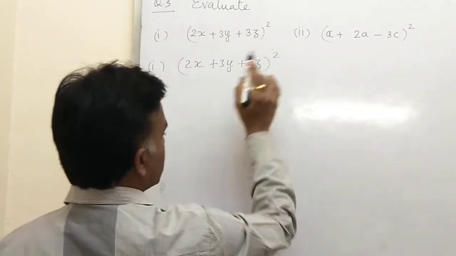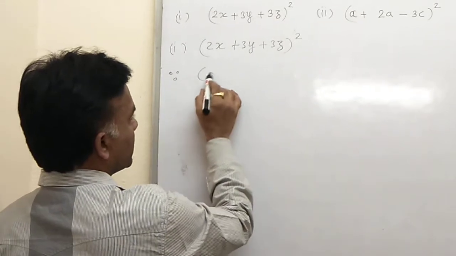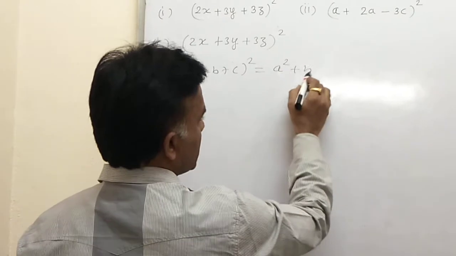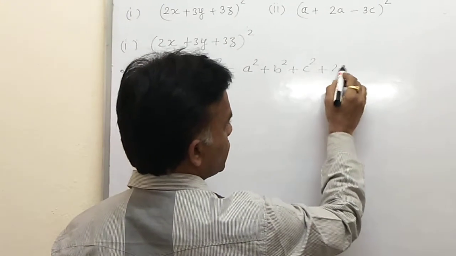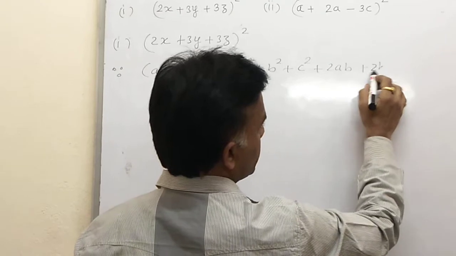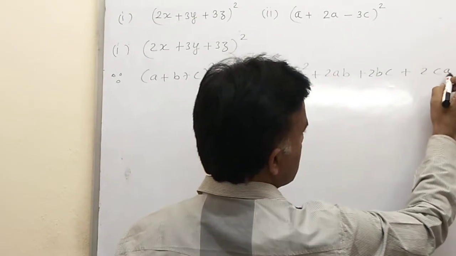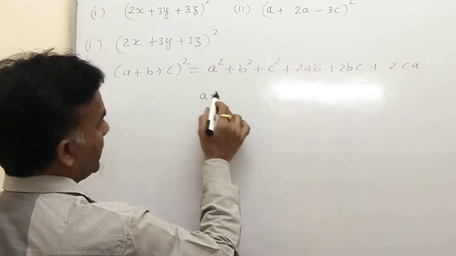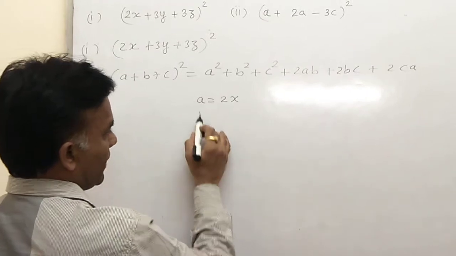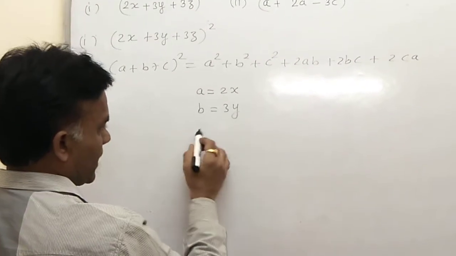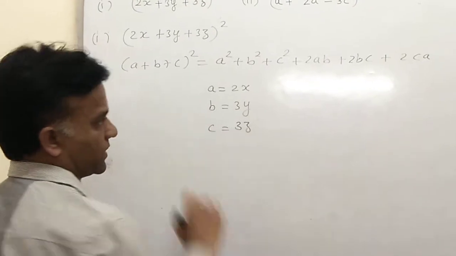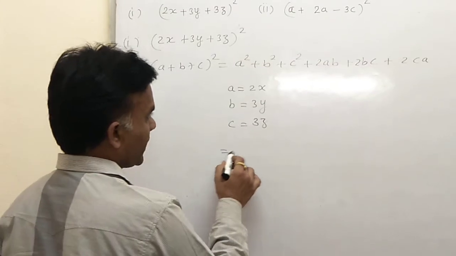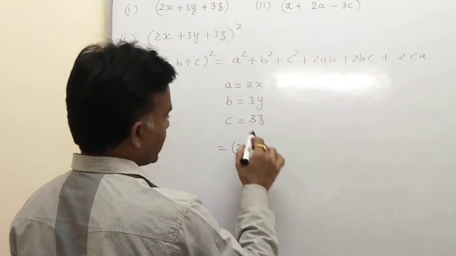of whole square. So using the identity (a + b + c) whole square, a square plus b square plus c square plus 2ab plus 2bc and plus 2ca. Okay, so first we find out the value of a. First place is 2x, value of b is 3y, and value of c is 3z. Okay, so these values we put in the given identity, and then we have the expansion of the trinomial whole square.